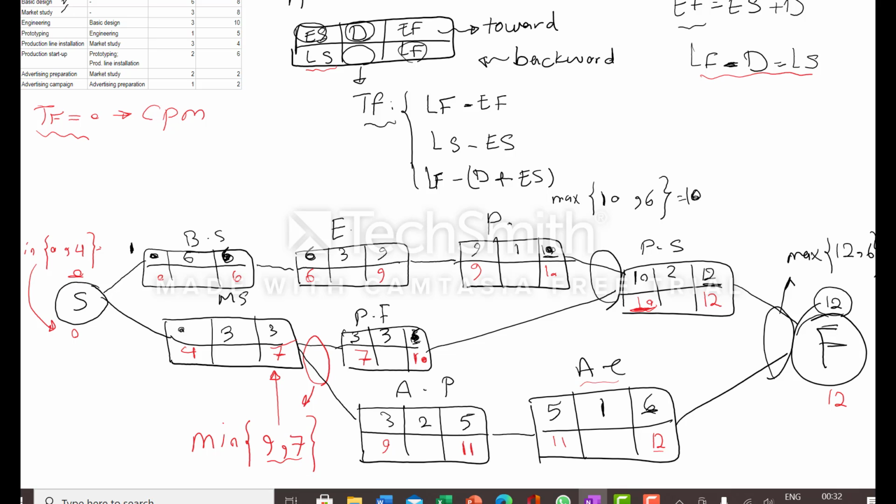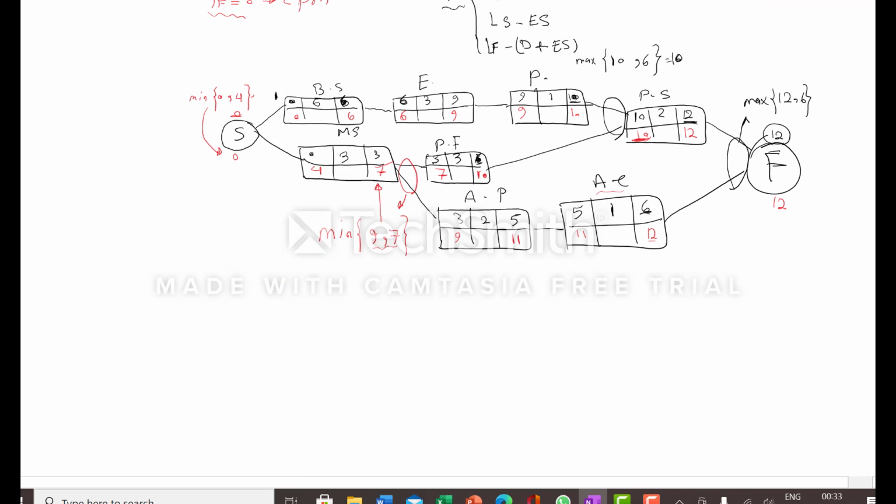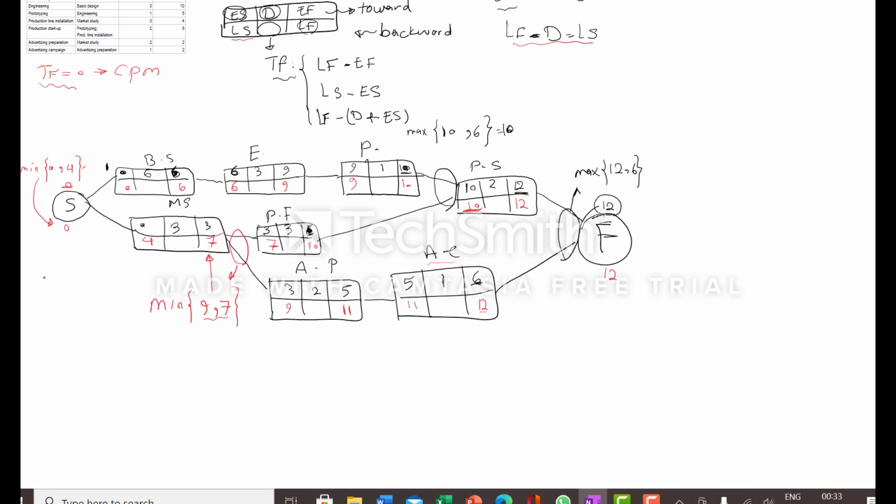Or also if we write the different paths, for example in this problem we can select BS, engineering, production, BS, or that is 12, the duration is 12.